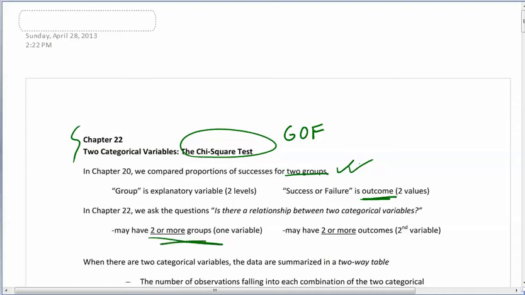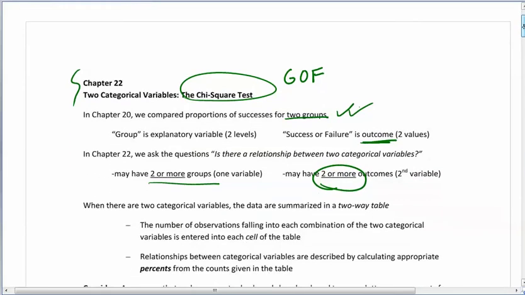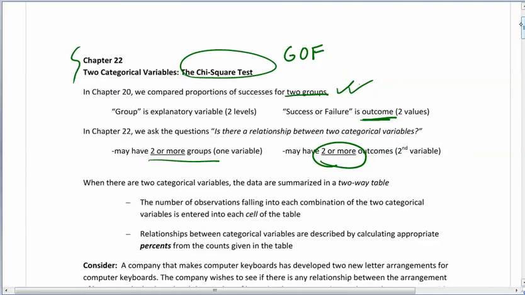We can have two or more groups. We can have freshmen, sophomores, juniors, and seniors. We could have four groups if we wanted to. And we can have more than one outcome. We can have love cheese, like cheese, indifferent towards cheese, dislikes cheese, for example. What we'll be doing in this kind of chi-square test, a test for independence, we'll be trying to figure out if, say, liking cheese is independent of age, or if age is somehow related to liking cheese.